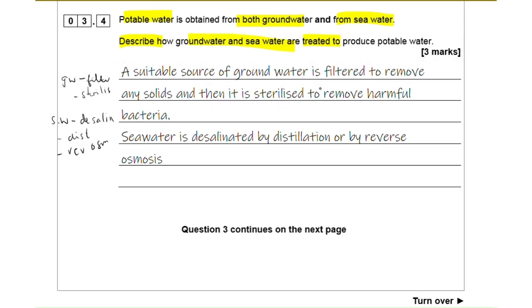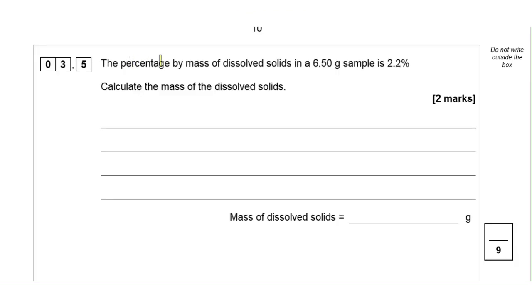So let's look at our answer. A suitable source of groundwater is filtered to remove any solids, 1 mark for filter. Then it's sterilised, 1 mark. The seawater is desalinated, that's the 3rd mark for desalinated. Over the page, question 3.5.